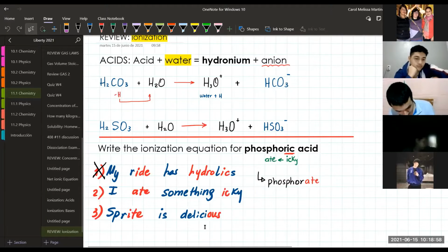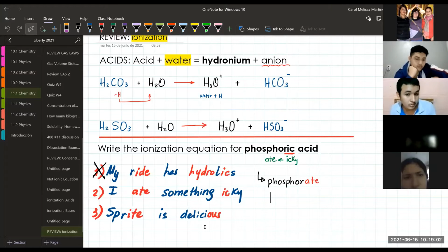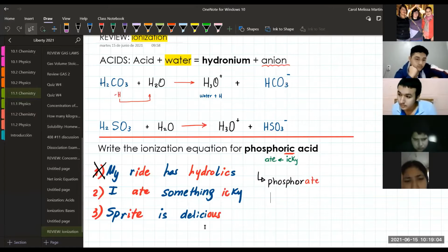But I don't have it here. Special roots for acids. Oh, but if I'm not mistaken, I have two special roots. I have, sorry.